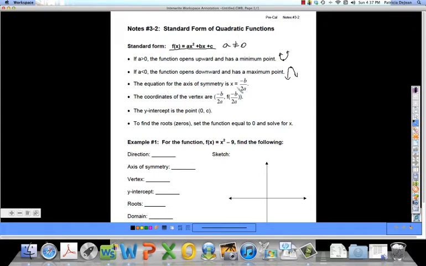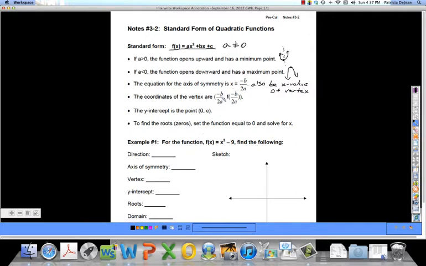The equation for the axis of symmetry, and the axis of symmetry is that line that goes vertically right down through the vertex and separates this into two halves that are symmetric to one another, is negative b over 2a. And that will also be the x value of the vertex. So if you're given an equation in standard form, that's the easiest way to find the vertex.